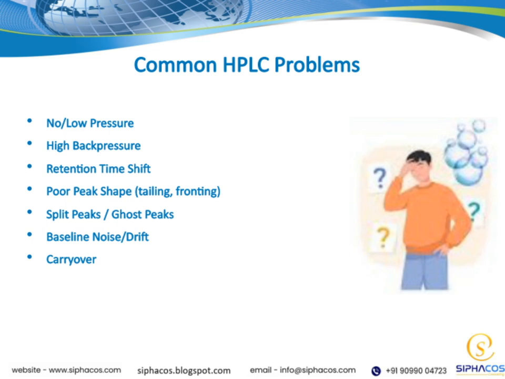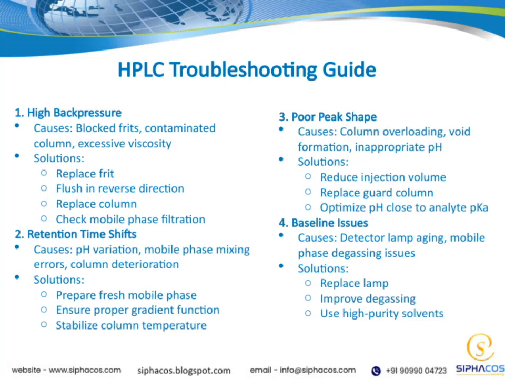Let's start with high back pressure. When you notice this, it's often caused by issues like blocked frits, contamination inside the column, or even excessive viscosity of the mobile phase. To troubleshoot, you can try replacing the frit, flushing the system in the reverse direction, or replacing the entire column if needed. Also, checking the mobile phase filtration can help prevent future blockages.